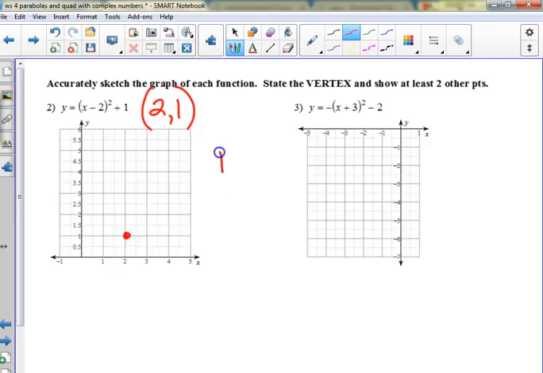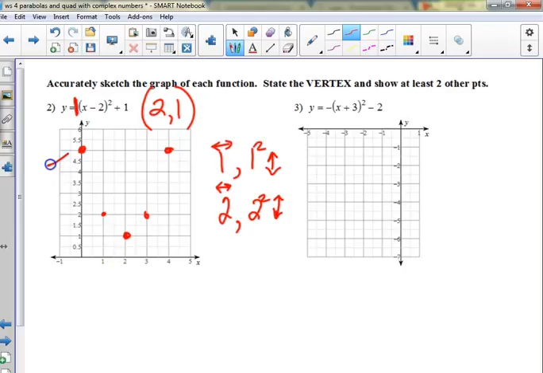Now, if I move 1 either way, there is an a value out here that's just 1, so it will go up or down 1 squared or 1. So over 1, up 1, over 1, up 1. When I go 2 either way from the vertex, not from the origin, it will go up and down 2 squared, which is 4. So if I go back to the vertex and I go out 2, it will go up 4. Okay, this is just a little hint that'll help you graph points faster.